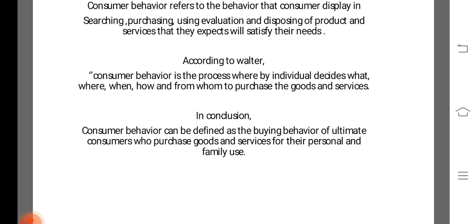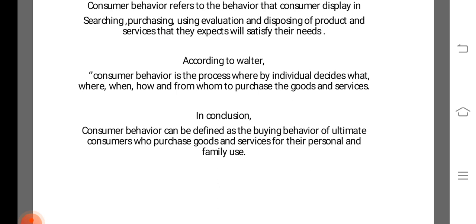In conclusion, we can simply say that consumer behavior can be defined as the buying behavior of ultimate consumers who purchase goods and services for their personal use or for their family use. Okay? Now, let's take one example of consumer behavior. There is one consumer or individual and he or she wants to buy something from the market. In the process of purchasing that something, first he will do detailed investigation about the product or services that he or she is going to buy or purchase.